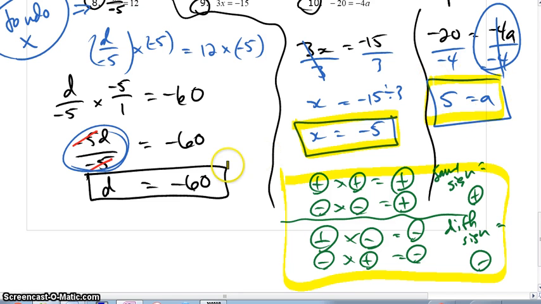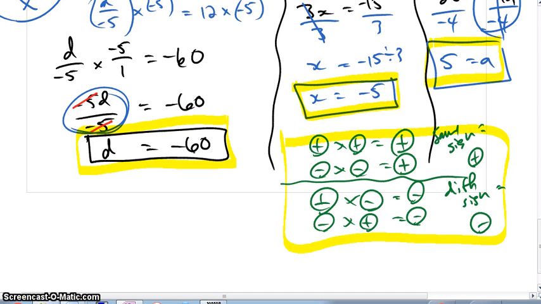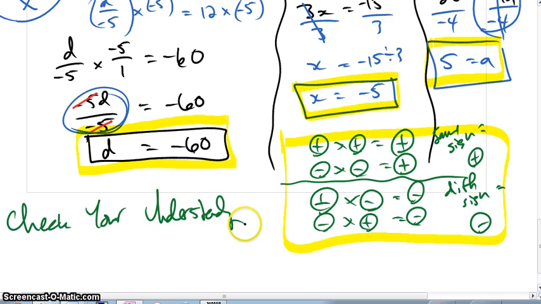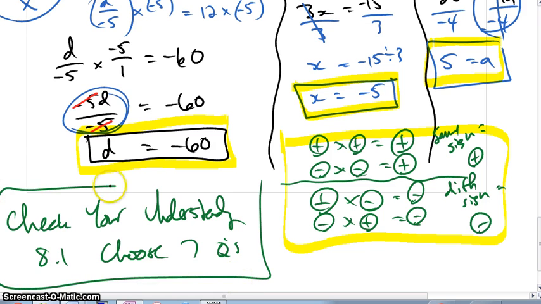You also want to make sure you've got these answers and you did the math and you worked it through. If you've done that, your assignment on this stuff is actually on the board, but it's check your understanding. Section 8.1, and you're going to choose 7 questions. Thanks, guys.